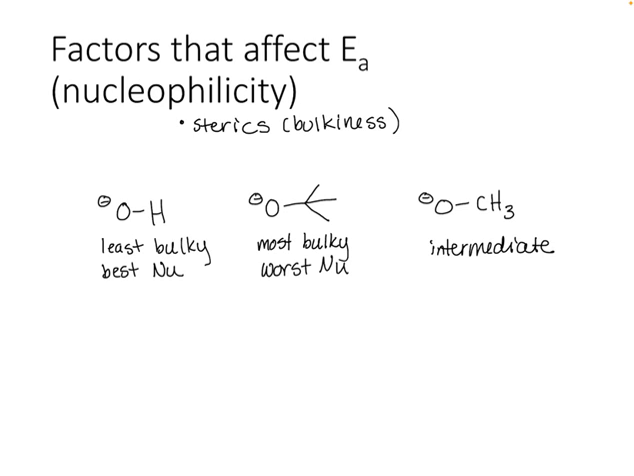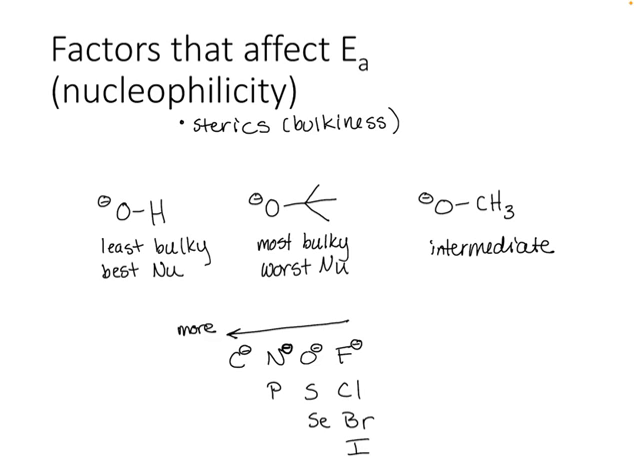Now also remember that solvation can affect how well your nucleophile attacks. So remember that if we draw the periodic table or part of the periodic table, and let's say we're comparing nucleophiles in a row. So let's say these are all negatively charged. Remember that if something is less electronegative, it's more likely to give up its electrons or share its electrons with something else. Because if something is very electronegative, it's going to hold on to those electrons really tightly. So nucleophilicity will increase going from right to left.